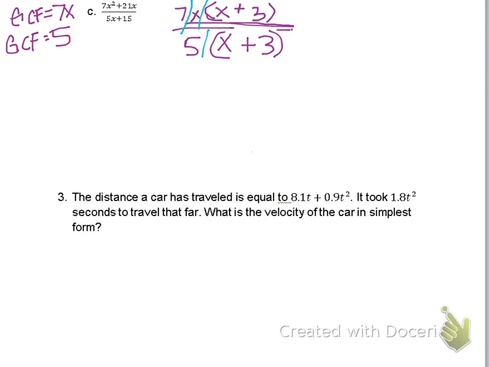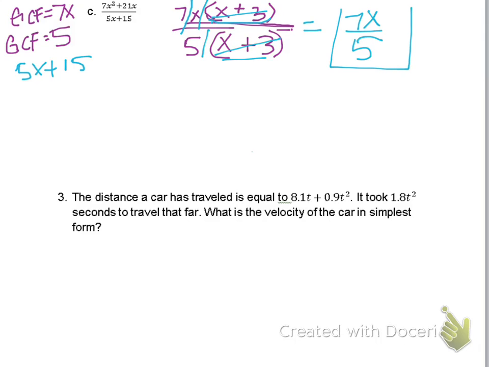Now because these factors, x plus 3 and x plus 3, are exactly the same, we can cancel them. They would equal 1 when divided. So that would leave us with 7x over 5. And that would be our simplified expression. Then we need to set 5x plus 15, which is the original denominator, not equal to 0. And the new denominator is just 5, so obviously that can't be 0.